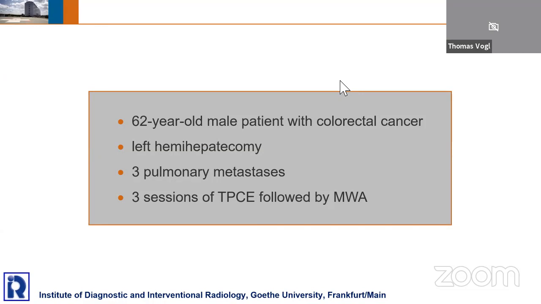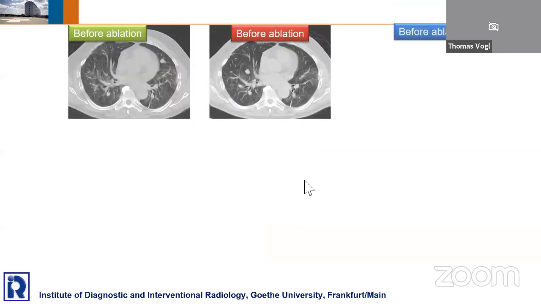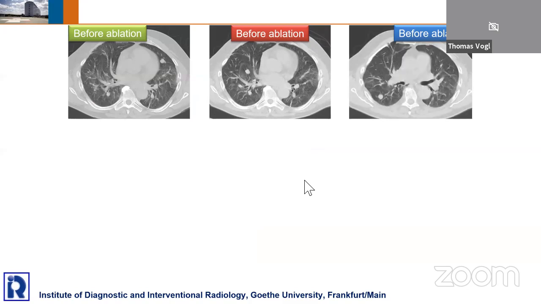Here, a patient with colorectal cancer. He underwent left hemihepatectomy, and he presented with 3 pulmonary metastases in our tumor board. And I show you the 3 metastases which were shown in the board. So they offered me this patient with a metastasis on the left lobe, one on the right side and one on the right side. And this was before ablation.